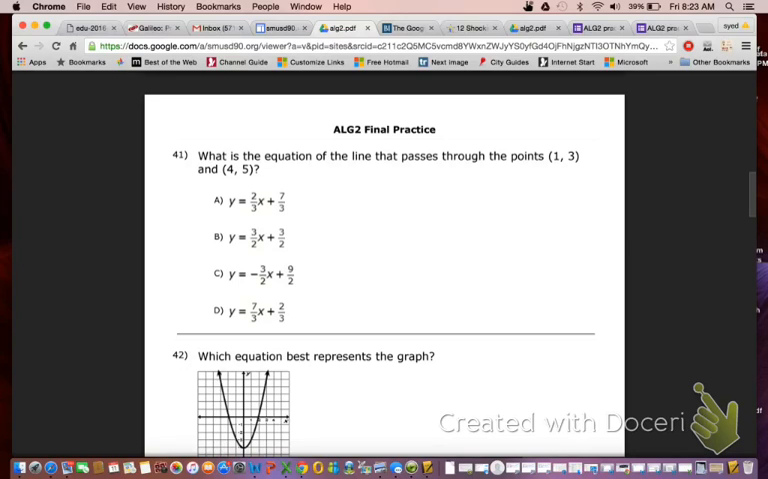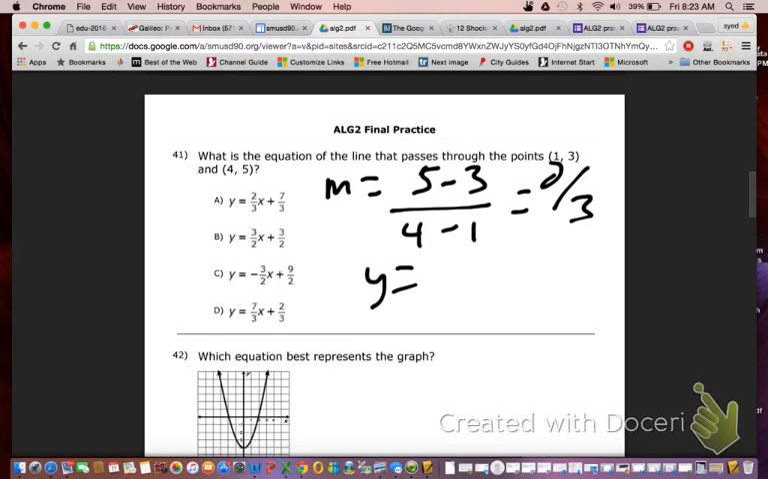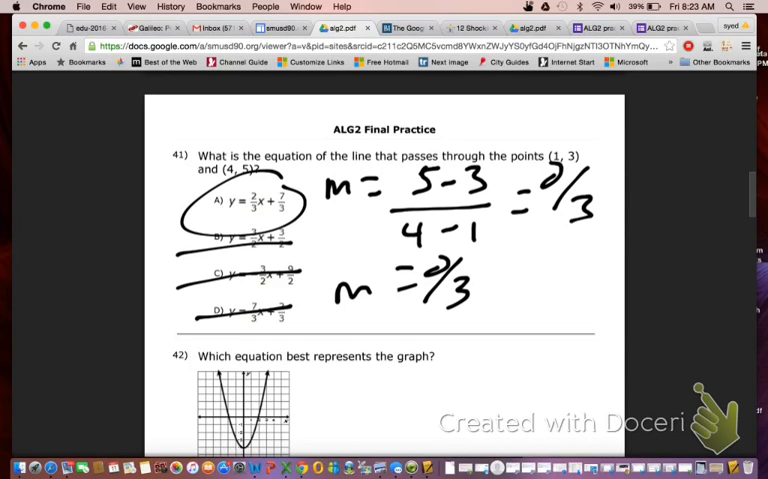So you want to find the slope first, which is m. That is equal to 5 minus 3 over 4 minus 1, which is equal to 2/3. So y equals 2/3 x. 5 minus 3 is 2. Okay, yeah, so guys, look at this problem. m equals 2/3. I know my slope is 2/3. So it can't be this, can't be that, can't be that, it has to be that.